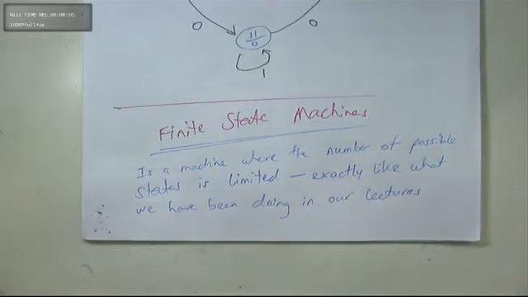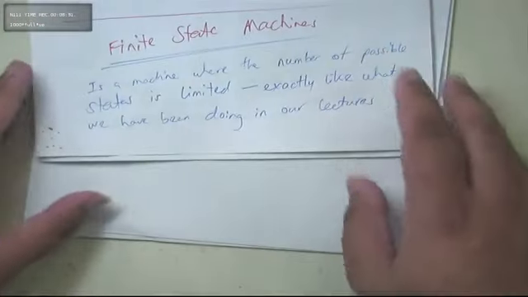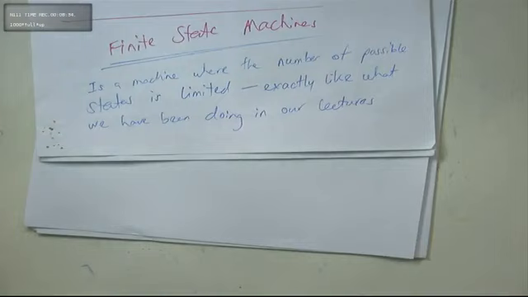All right. Okay. So let's have a look at some of our finite state machines. I'll give you a chance to finish off copying that particular sentence, and then we'll look at the examples. Right? So finite. The word finite means it's a limited number. Infinite means unlimited. All right.